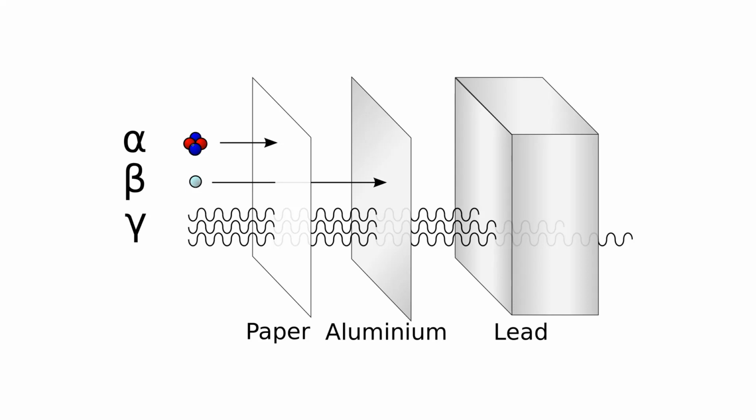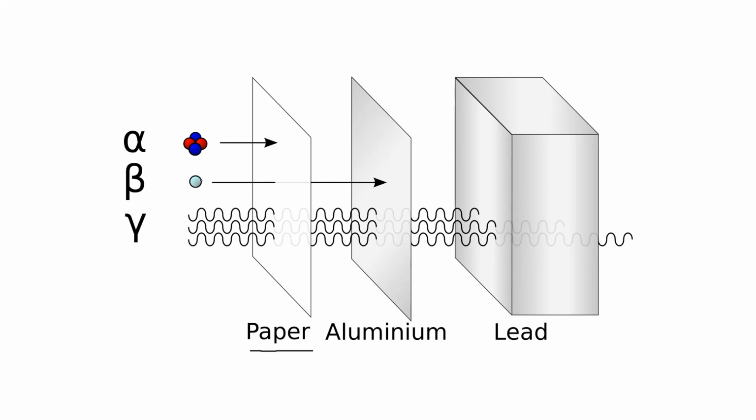Now, this 2 protons and 2 neutrons, which is an alpha particle, cannot even pass through a sheet of paper. Okay, it can't even get through a piece of paper. So if you had a piece of paper up in front of your face, and a radioactive atom was on the other side, you would not receive any alpha radiation. You would, however, receive beta radiation, beta decay.